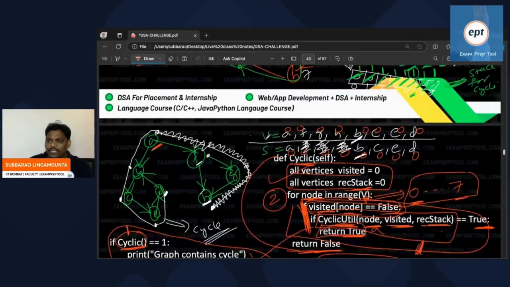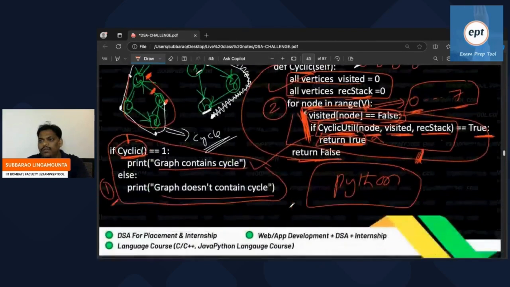See, if you want, you can check this one. You came like this, you are at here, you came like this. This edge is called a back edge. See, from here, you are visiting one vertex that is already visited, and at that time it is there in the stack also. This edge is called a back edge. If a back edge exists after doing a DFS, then a cycle exists. That is the answer for this.